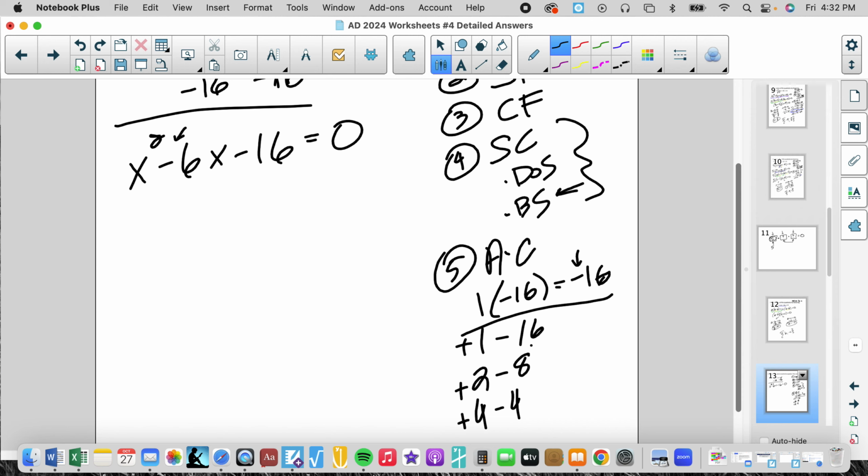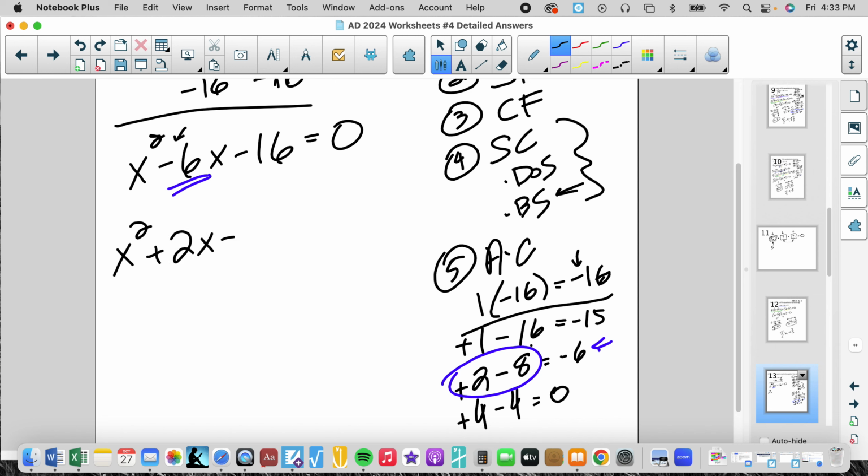Mr. Mack, why'd you give that 4 the negative and not the other one? Well, it doesn't matter because of the same number. 1 and negative 16 is negative 15. 2 and negative 8 is negative 6. 4 and negative 4 is 0. Which one equals my middle value? Negative 6. So I'm going to take these two values to produce my new middle. X squared plus 2x minus 8x minus 16 equals 0.